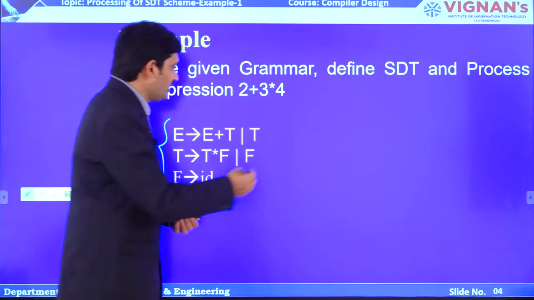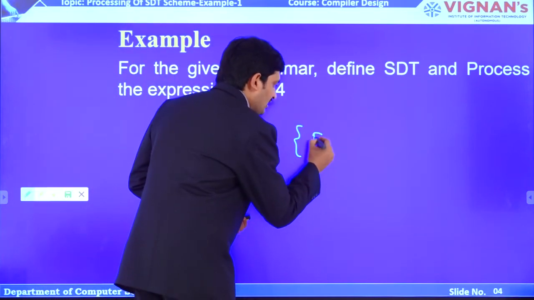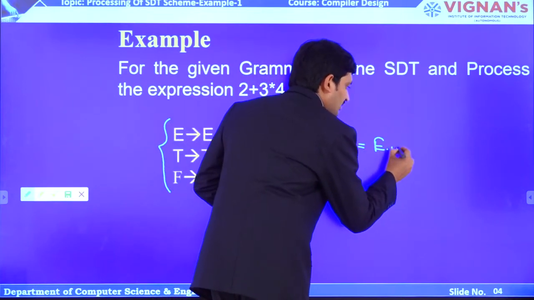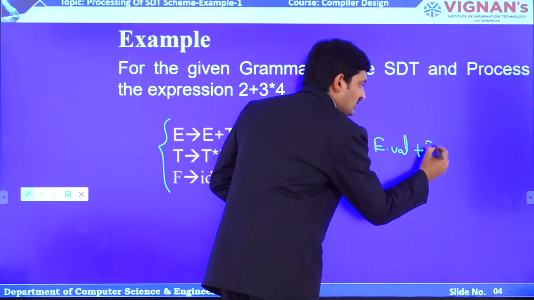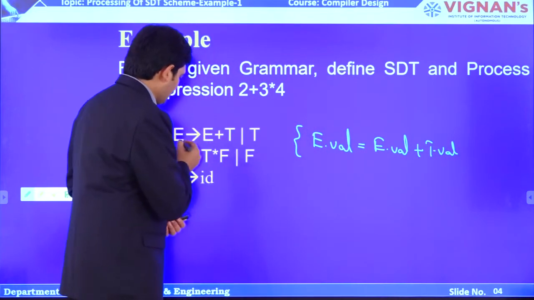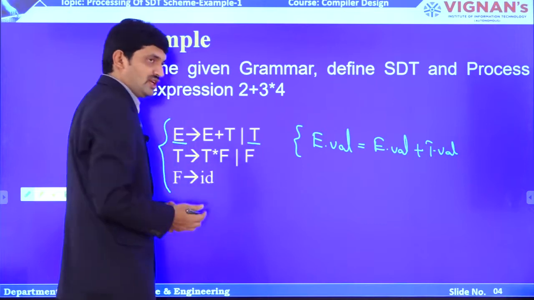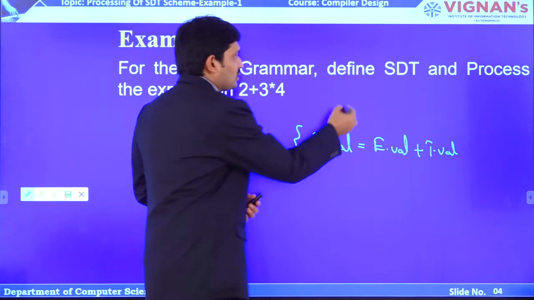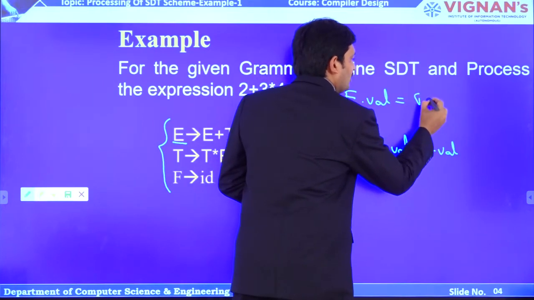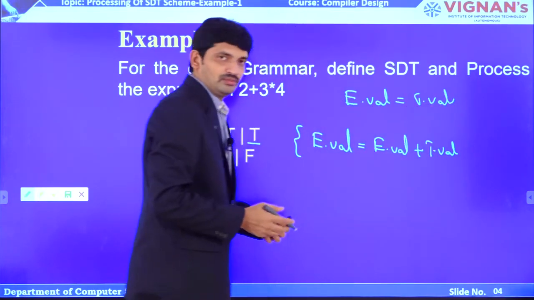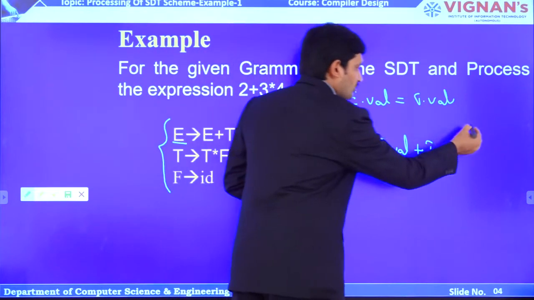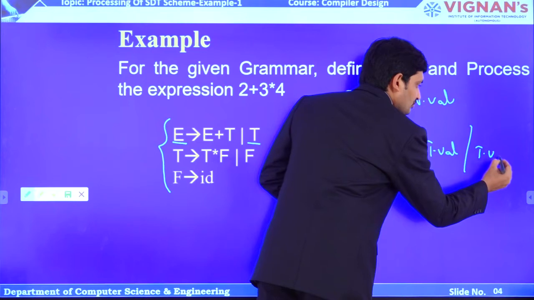For the first one, in curly braces we have to write E dot VAL equal to E dot VAL plus T dot VAL. The second one is E tends to T. For this, what do you have to write? Actually we have to write E dot VAL equal to T dot VAL. Here also we are computing the E dot VAL value, so we can write it like this also.